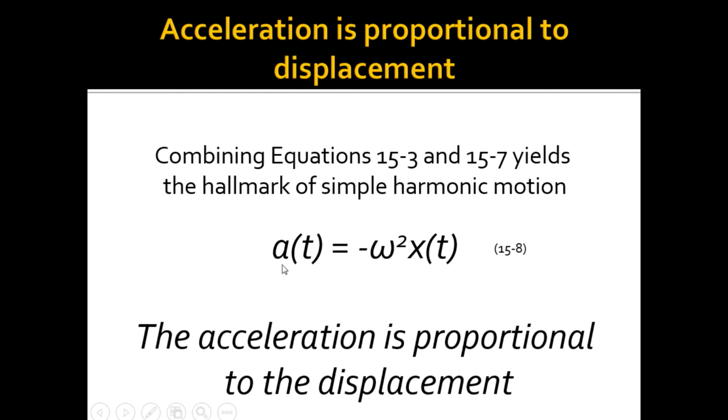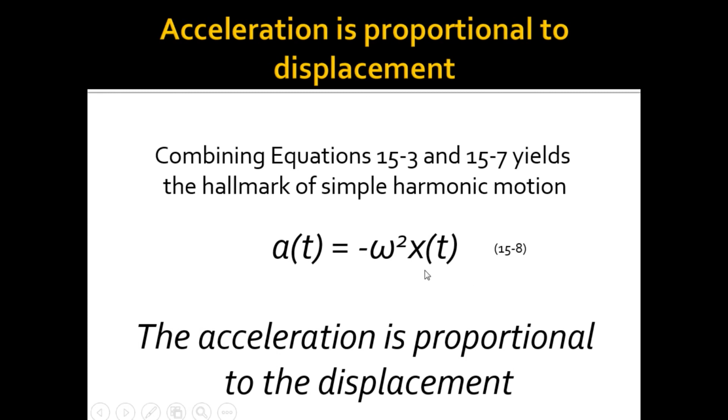That says the acceleration at some point in time of my oscillation is proportional to the displacement. Whatever the displacement is, I multiply it by negative omega squared, and that is the acceleration at that same moment in time. This is the hallmark of simple harmonic motion. It's an extremely important equation, and it shows us that the acceleration and the displacement are proportional. Notice also this negative sign tells me that the acceleration has a sign that is opposite to the displacement.